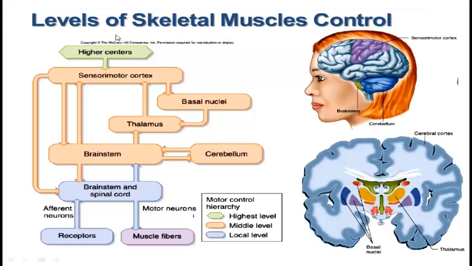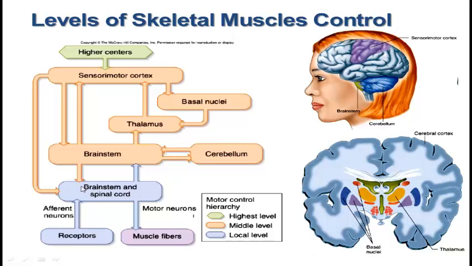For skeletal muscle control, there are different levels. We have higher centers in the cerebral cortex. We have a second level of integration represented by basal ganglia, cerebellum, thalamus, and brainstem. And then the third level, which is in direct interaction with muscle fiber, is either the brainstem for cranial nerves or the spinal cord for other spinal nerves.